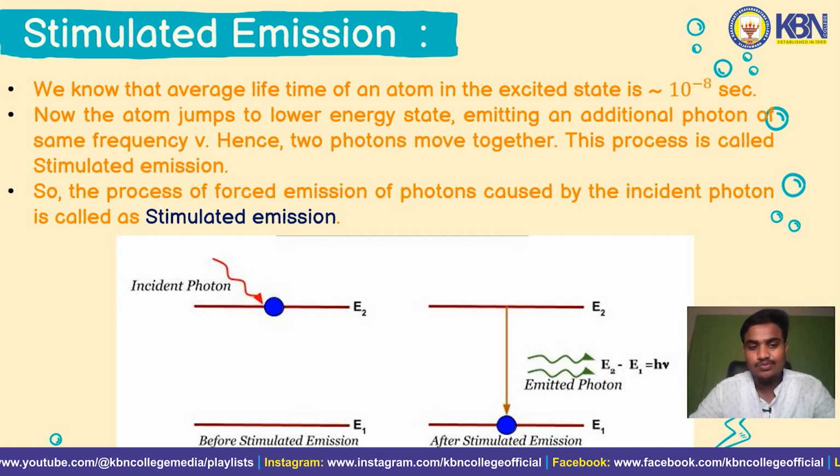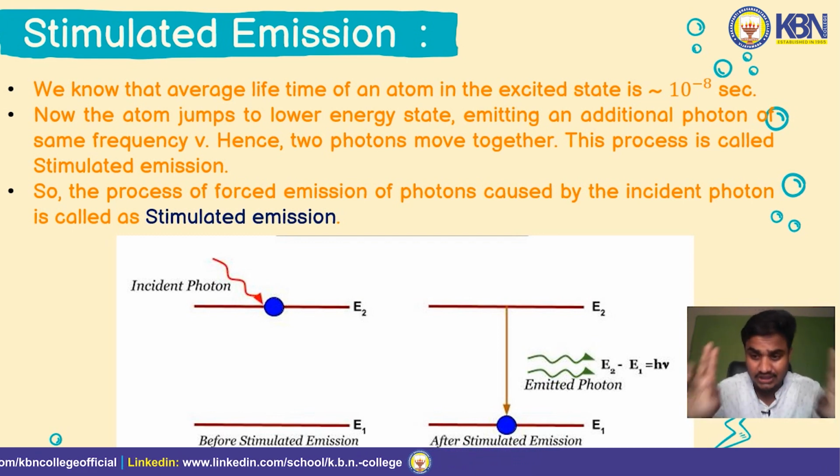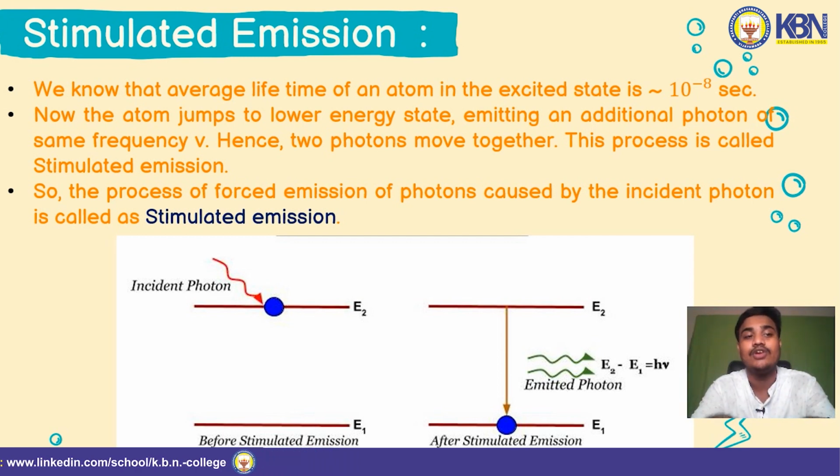As I said, spontaneous emission means the atom comes back to the ground state by emitting the same frequency which was absorbed by it initially while going to the excited state. Now this process, the spontaneous emission, happens without any external influence. Note these points. The spontaneous emission happens without any external influence. Now we know that the average lifetime of an atom in the excited state is about 10 power minus 8 seconds.